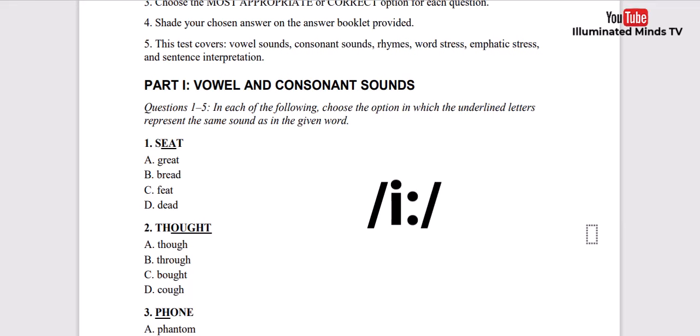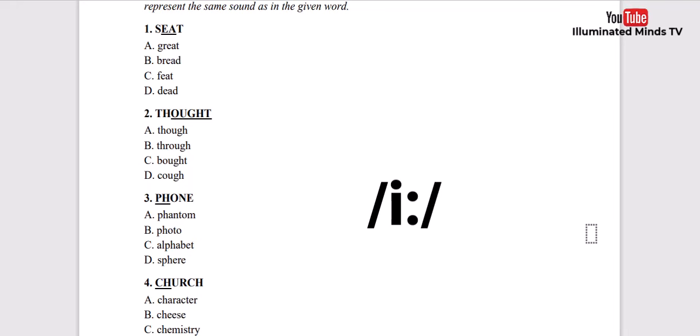Not because both of them have EA. Remember, great also has EA. Bread also has EA. And dead also has EA. So it is not about the EA, it is about the sound. Long E, the long E sound. And it is found in feet because it is a long frontal vowel sound. So the EA in feet sounds more like E, and in great, it sounds more like A. You understand?